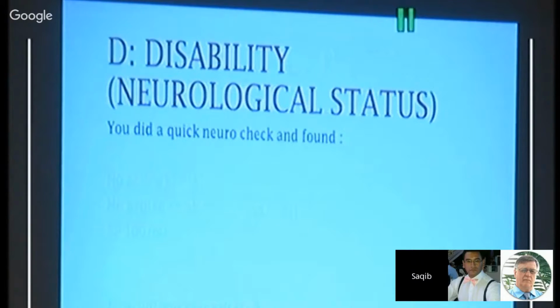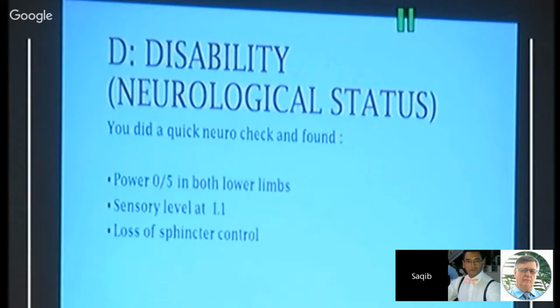So disability is a neurological status. We did a quick neuro check and found zero power in both legs, sensory level at L1, and loss of sphincter control. Could that be the cause of low blood pressure? Spinal shock. And how would you resuscitate this patient? What would you give? Would you give blood? Would you give crystalloids? Would you give colloids? What will you give? Crystalloids. Normal saline. Ringer's.